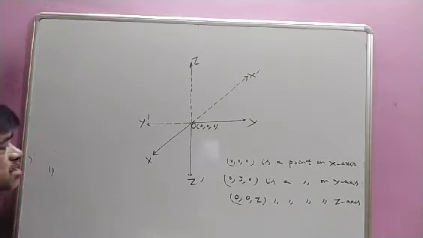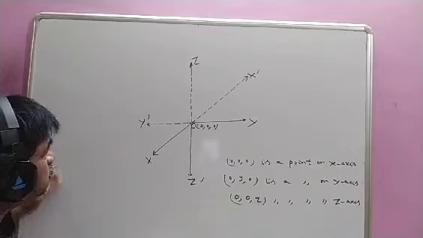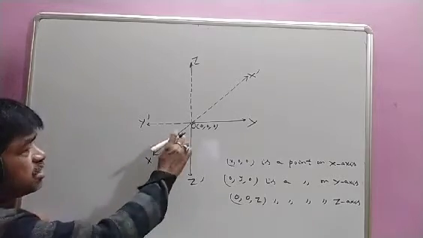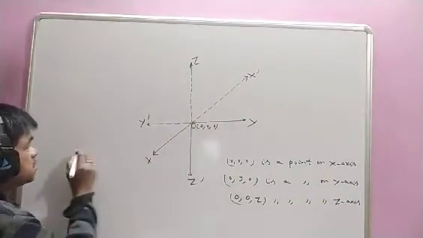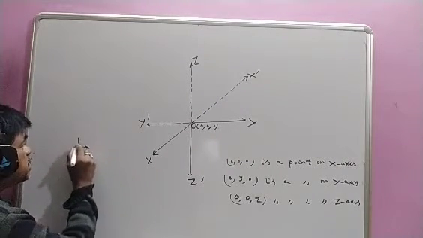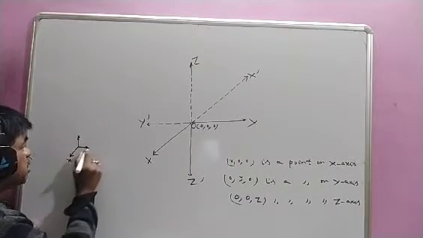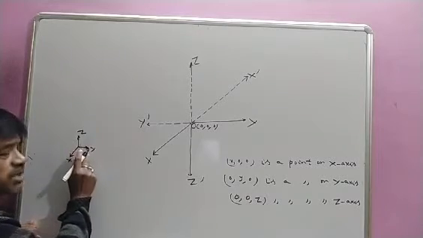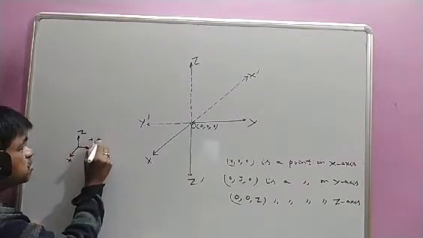When three coordinate planes meet each other, how many octants are formed? 8 octants. How do you see the octants? One octant is x, y, z. Suppose this is your first octant. Listen to me mindfully. Here x positive, y positive, z positive. So the sign is plus, plus, plus.